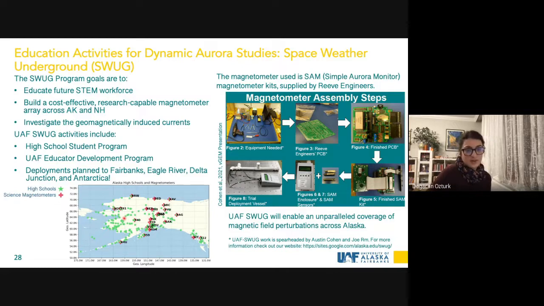we have the infrastructure, basically electricity and internet, where we can start satellite programs and understand the types of aurora we see at these regions better through these magnetic field measurements. The magnetometers we use are simple Aurora monitor magnetometer kits supplied by RIV engineers. You can see its assembly steps here. It's very straightforward. It requires soldering basically and a little bit of drilling skills.